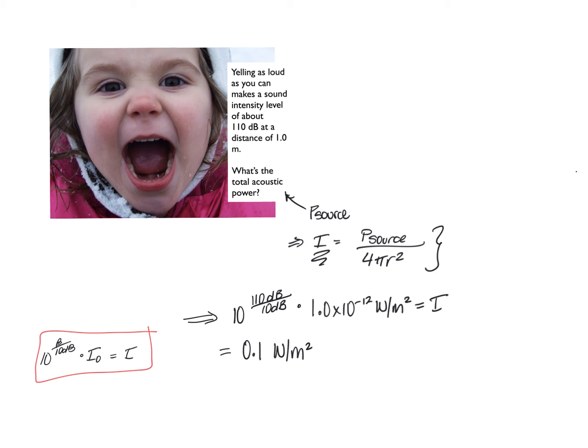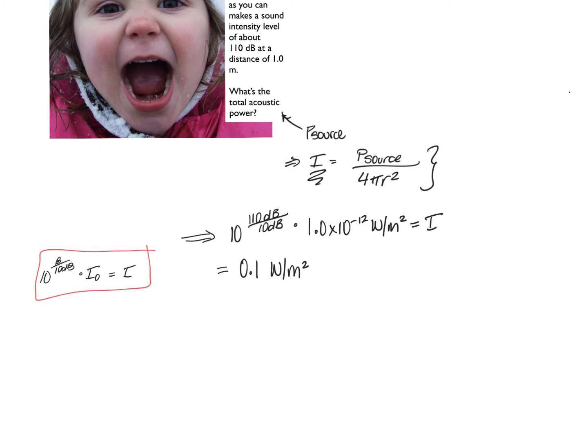and that's where we have to use this equation. I know that I is equal to the power of the source over 4 pi r squared. If I reorganize that, I get I times 4 pi r squared equals the power of the source. Calculating that out: 0.1 watts per meter squared times 4 pi times 1 meter squared. If I do that calculation, I get a power of about 1.25 watts.